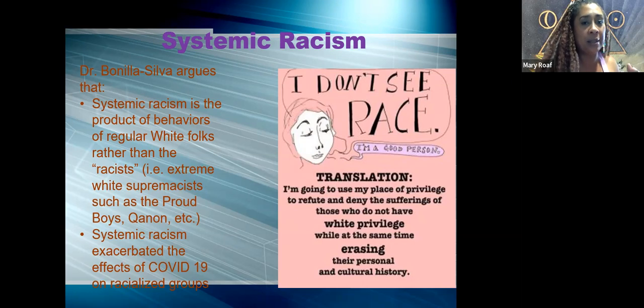So it's not simply extreme white supremacists such as the Proud Boys, such as QAnon, such as the plethora of organized white supremacist hate groups, right? It goes beyond that. And another argument that Bonilla Silva is making in these two readings is that systemic racism exacerbated the effects of COVID-19 on racialized groups. And COVID-19 also exacerbated the existing inequities.